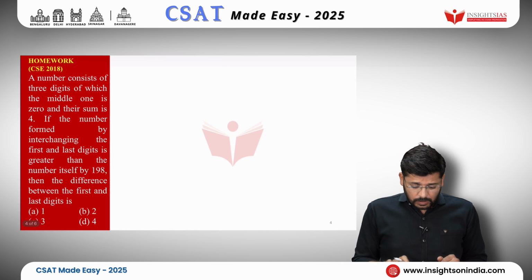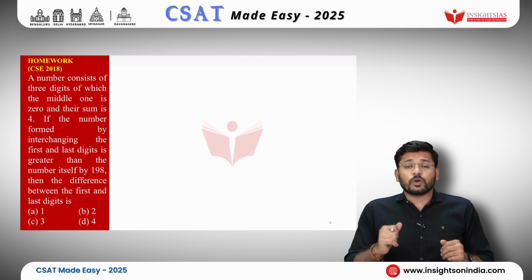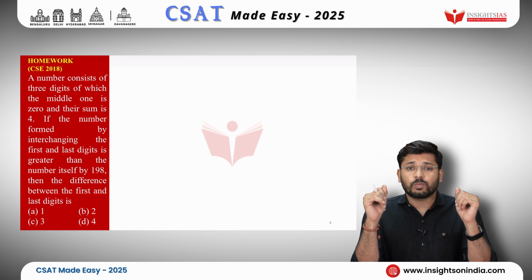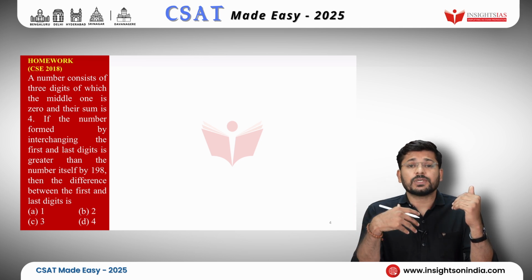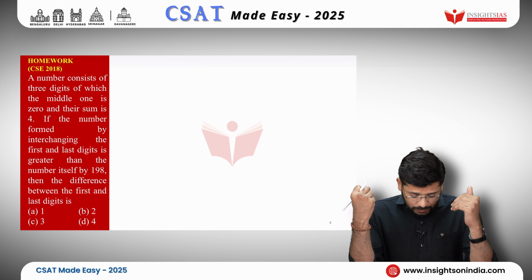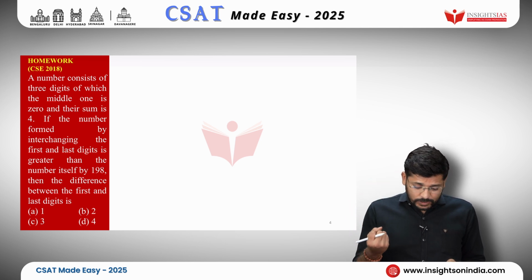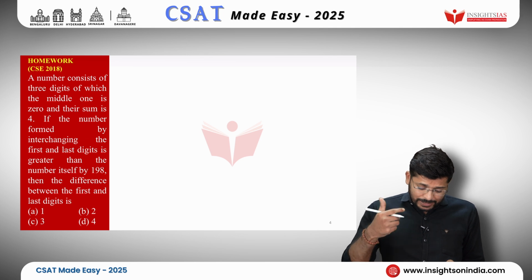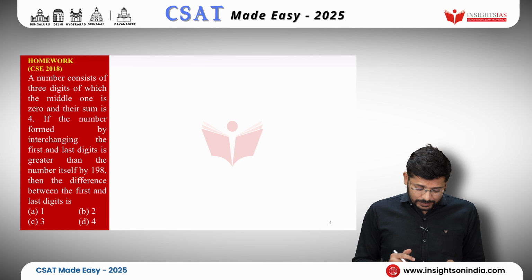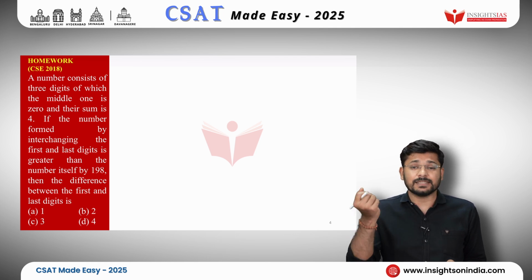Okay. Now based on the concept that you learnt in the previous two problems, here is a homework question for you. This was asked in the 2018 paper. A number consists of 3 digits, of which the middle one is 0. Their sum is 4. If the number formed by interchanging the first and last digits is greater than the number itself by 198, then the difference between the first and last digits is.